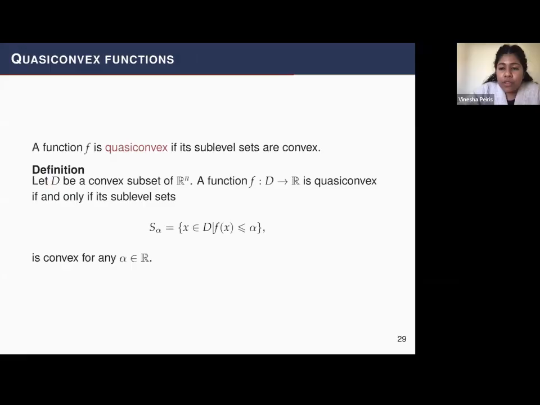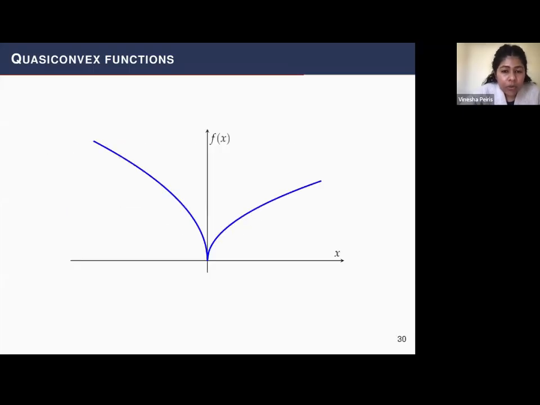Okay, now, if you're wondering what a quasi-convex function is, we say that a function f is quasi-convex if its sublevel sets are convex sets. So quasi-convex functions are actually a bigger class than convex functions. So let me show you an example or a picture. Assume that you have this function that is given in blue.